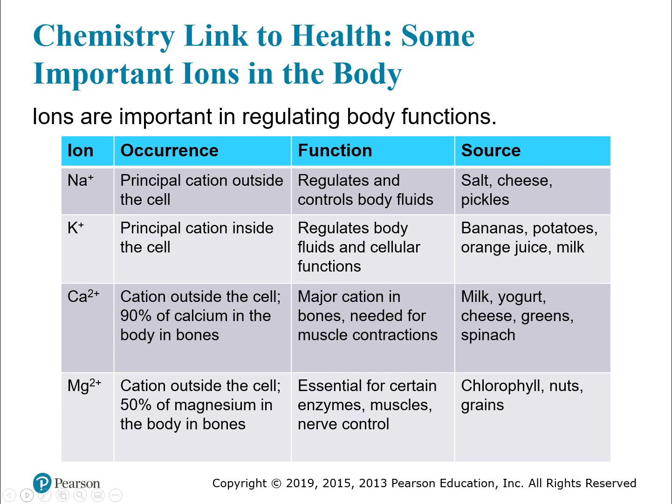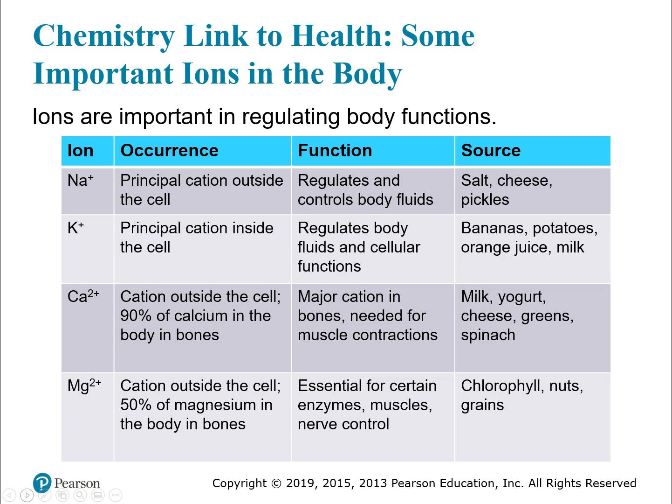Then you have potassium, the potassium ion. It also helps regulate body fluids and lots of other cellular functions. You can get potassium from bananas, potatoes, orange juice, milk, lots of sources.